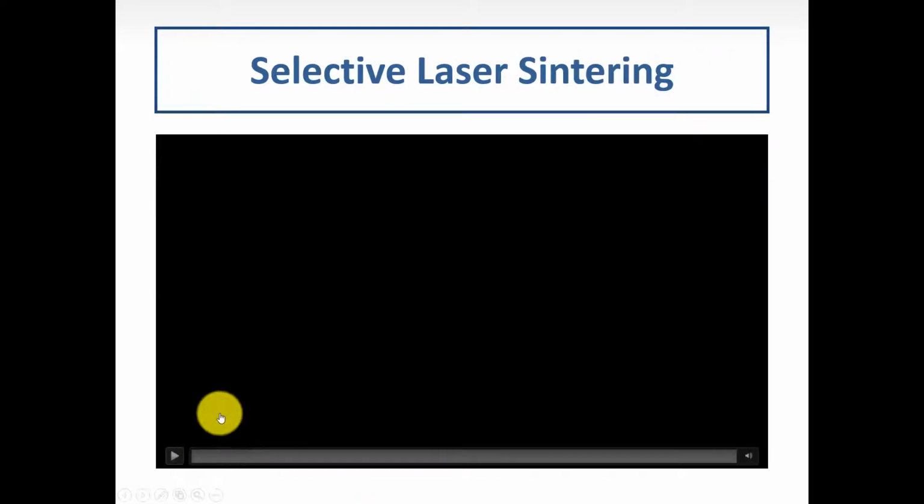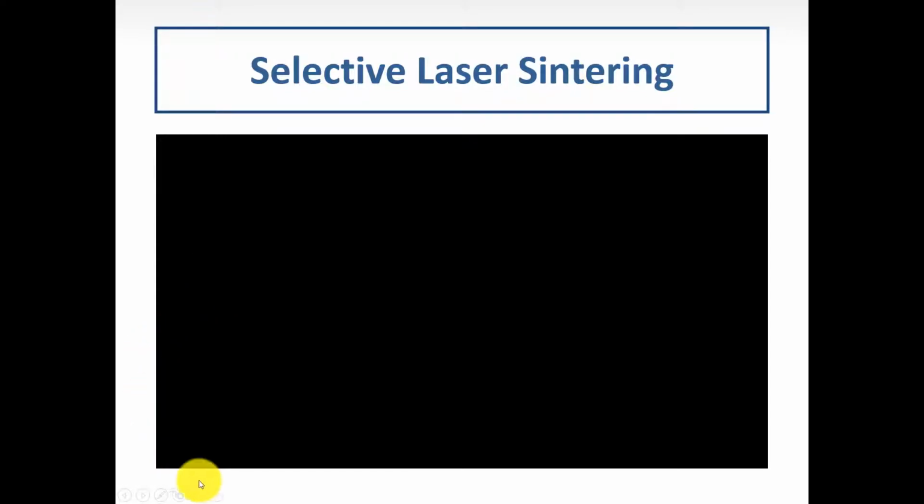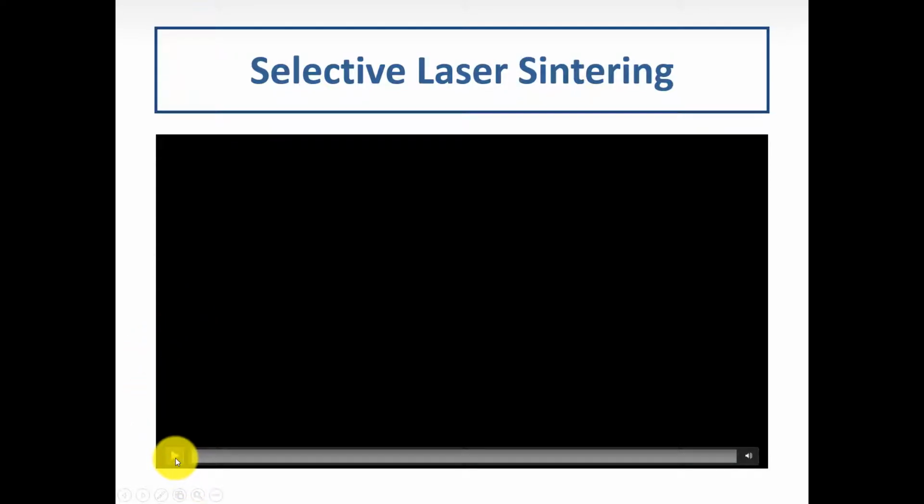So this is how the selective laser sintering technology looks like.